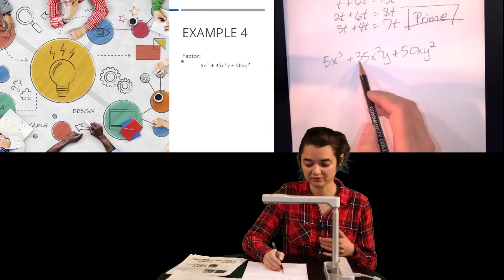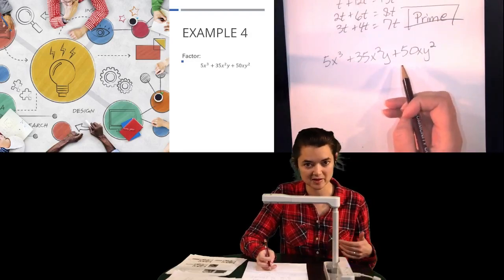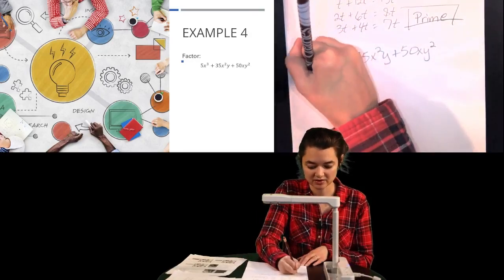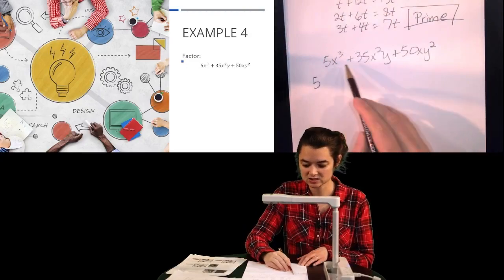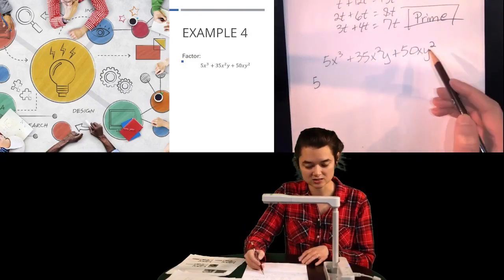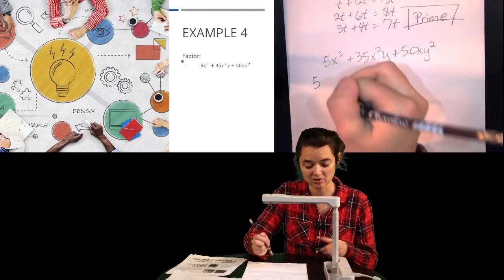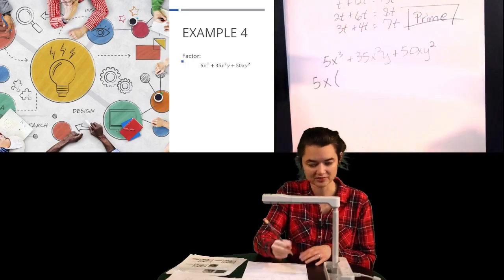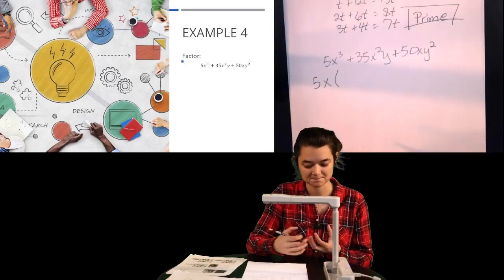So when I see 5, 35, and 50, they're all divisible by 5. Let's factor out a 5. When I see an x to the third, an x squared, and an x, I can also factor out an x from all of that. So let's go ahead and factor out that GCF to make our lives easier.